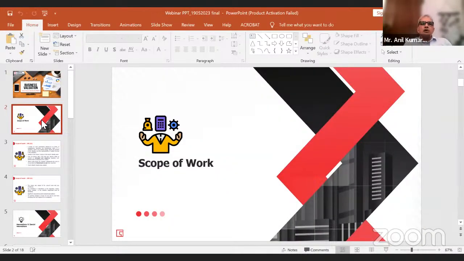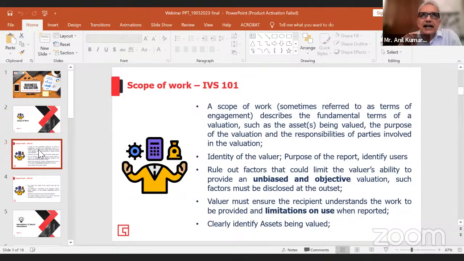So it's important to understand what we need to put in the scope of work when we start doing valuation. It's important for the valuer to crystallize the scope of work, and for the client and valuer to jointly agree on an acceptable scope of work. So what is the standard? The IVS lays down certain basic expectations for the scope of work being created, and it falls under the standard known as IVS 101.